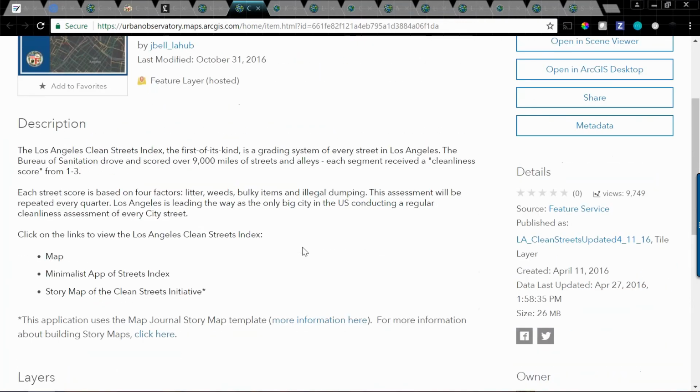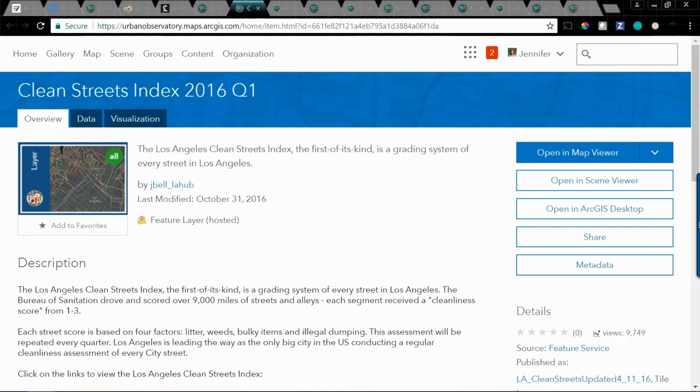And they'll work with you to get it to a good point where it can be housed in the Living Atlas. Some people call this metadata, but we tend to refer to it as the minimum explanation to understand what this layer is. It's called the Clean Streets Index 2016 Q1, for quarter one.